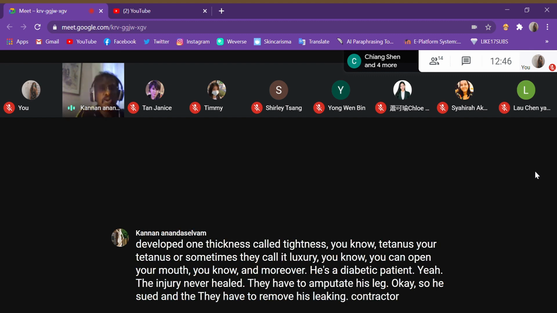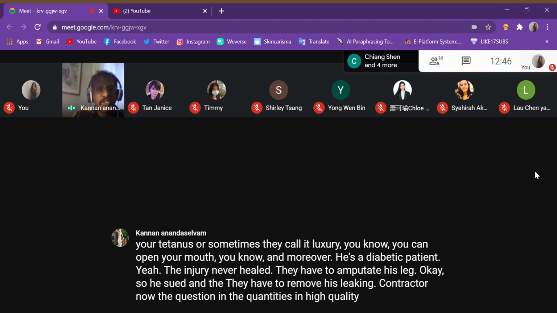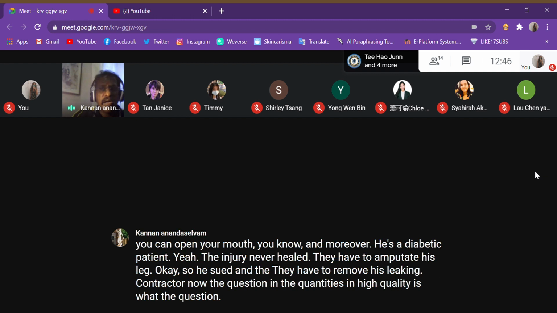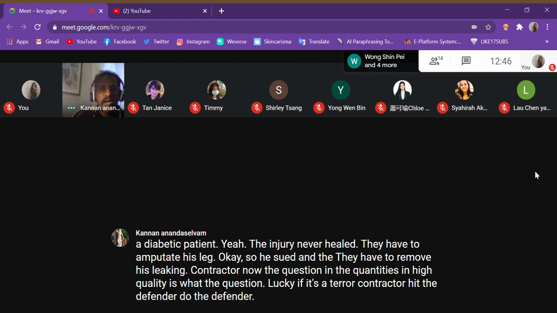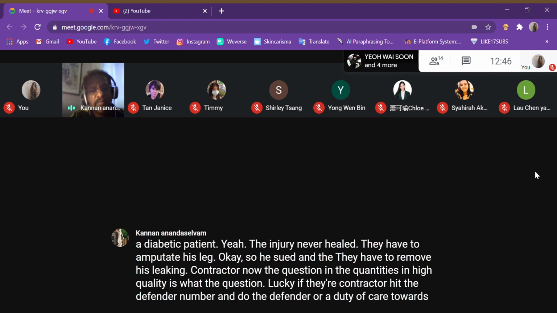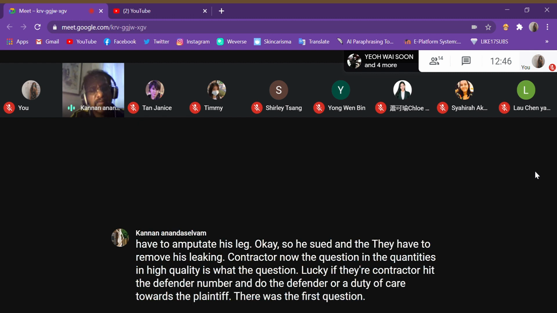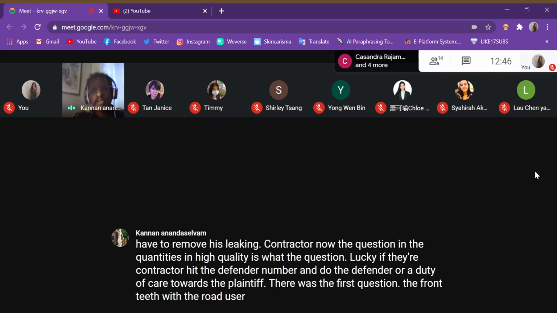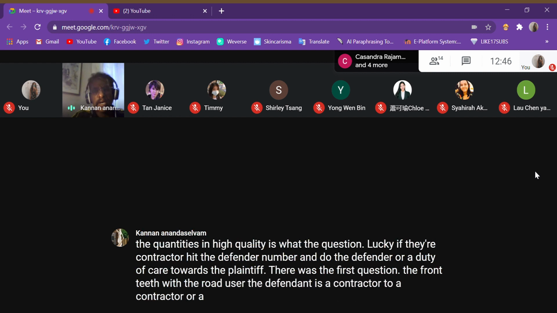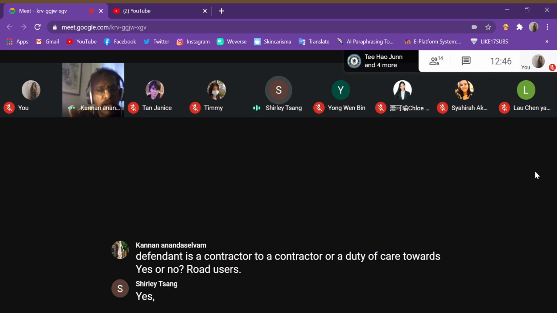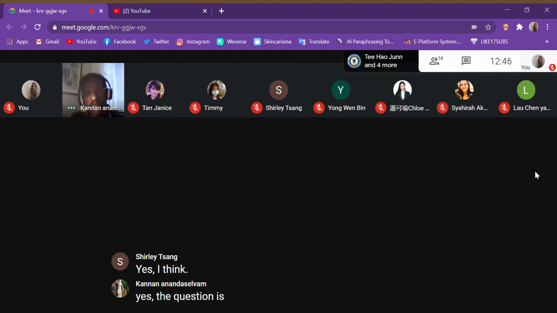Now, the question in the High Court was this. Latif is the road contractor. He's the defendant, am I right? Does the defendant owe a duty of care towards the plaintiff? That was the first question. The plaintiff is the road user. The defendant is a contractor. Does a contractor owe a duty of care towards road users? Yes or no? Yes, of course.